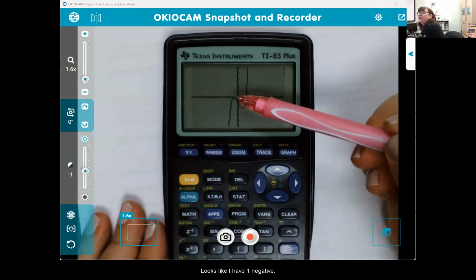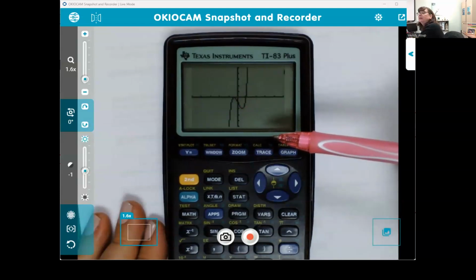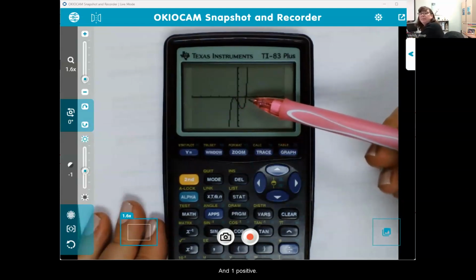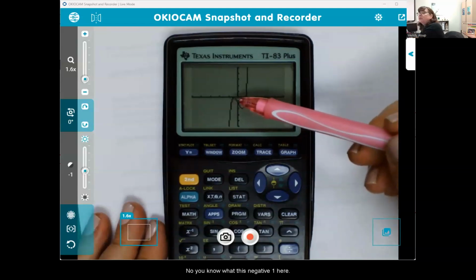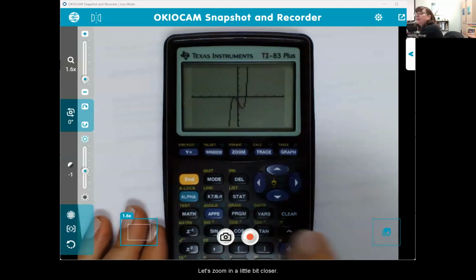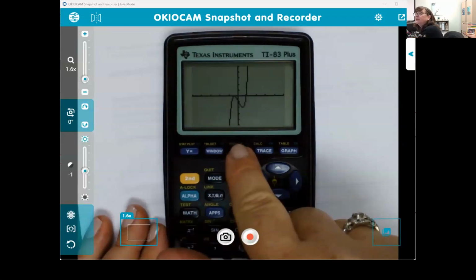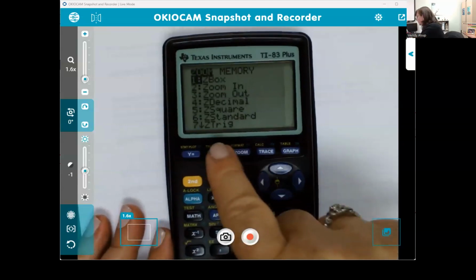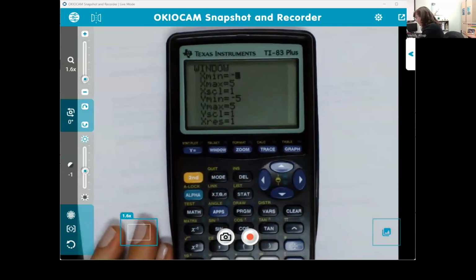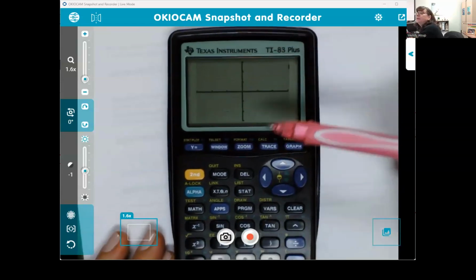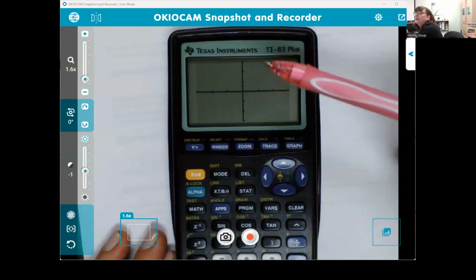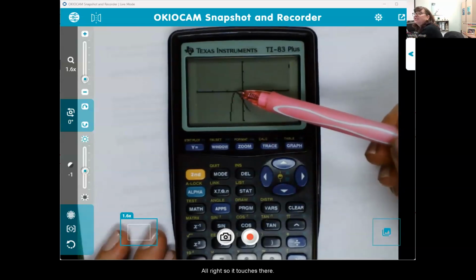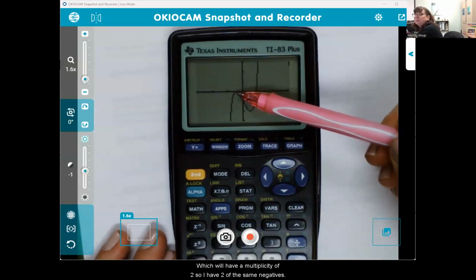Looks like I have one -1 and one +1. But no, you know what this -1 here is? Let's zoom in a little bit closer. Let's go to -3 to 3. All right, now let's see what that is. So it touches there, which I'll have a multiplicity of 2.